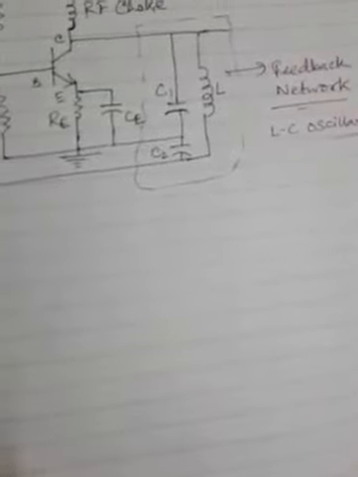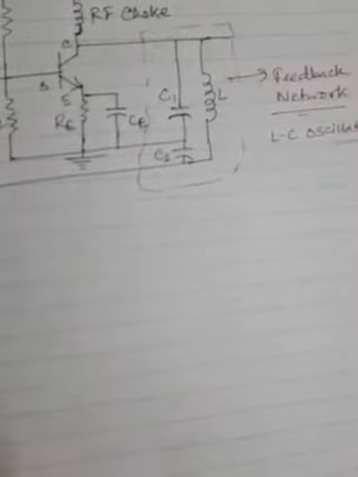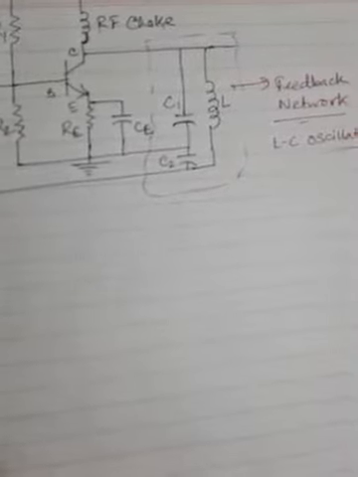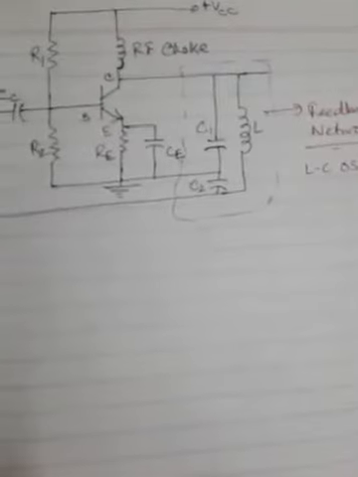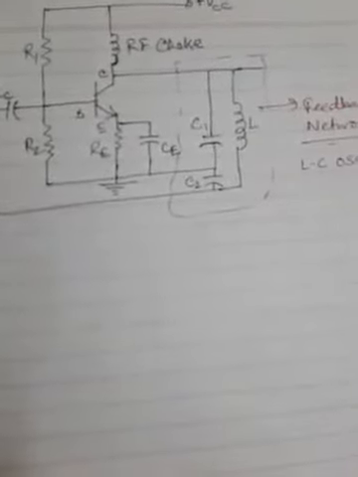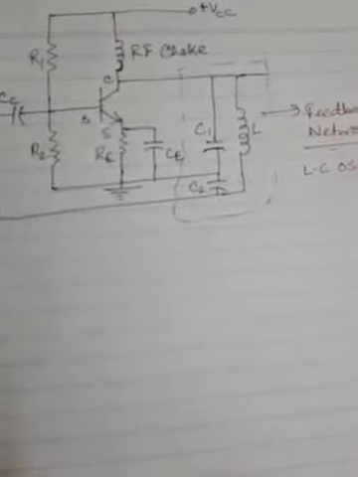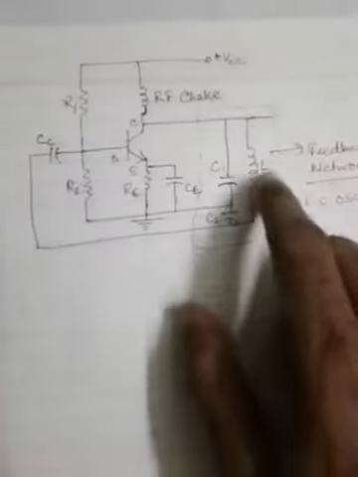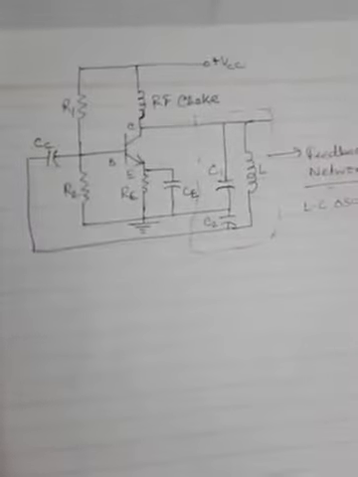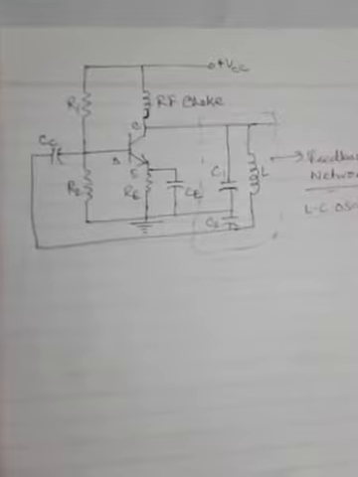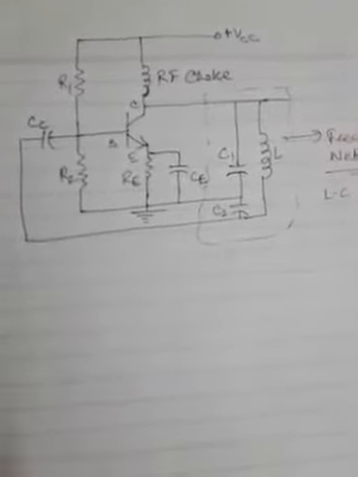Now it offers a negligible reactance at the frequency of oscillations. The capacitors C1 and C2 as shown in the feedback network and the inductor L form the frequency determining network or the feedback network. That means using the values of L, C1 and C2, we should be getting the frequency of oscillation for this oscillator.